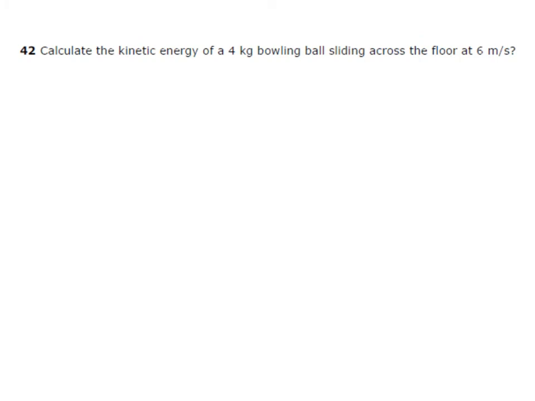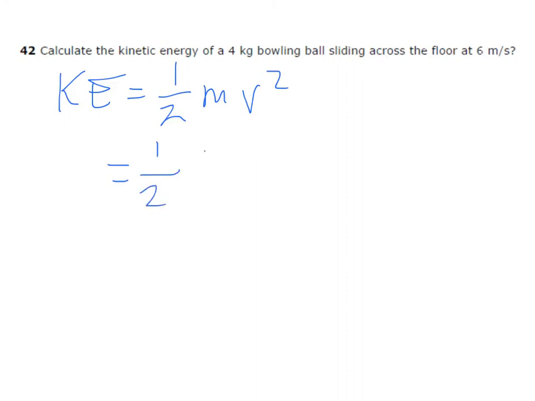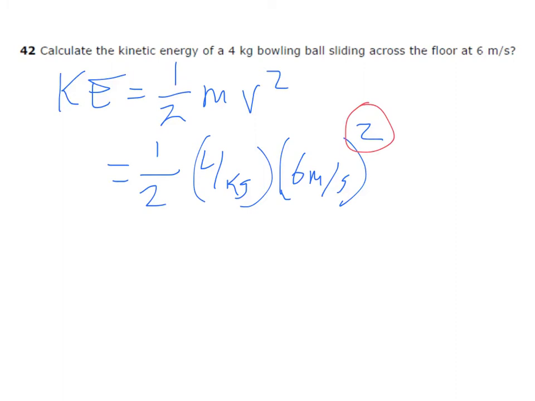Calculate the kinetic energy of a 4 kilogram bowling ball sliding across the floor at 6 meters per second. Kinetic energy is equal to 1/2 mv squared. So we substitute, we get 1/2 times 4 kilograms, and 6 meters per second, and this is squared. This is not 6 meters per second squared like acceleration, where the units are squared, but the value here of 6 is what's being squared, as well as the units.